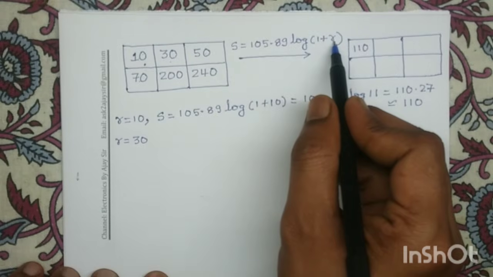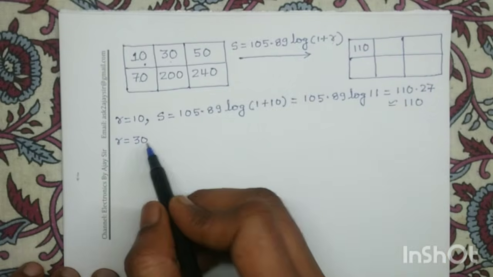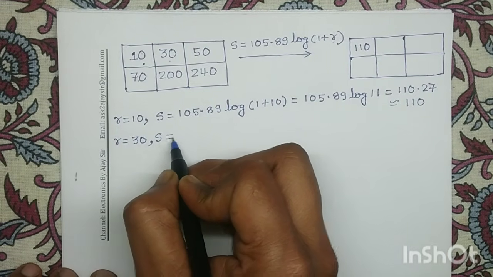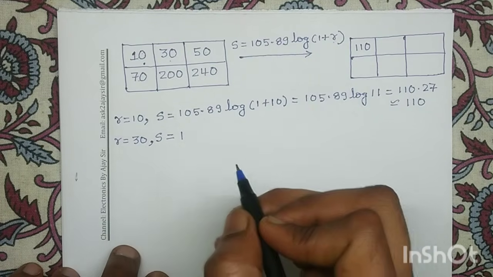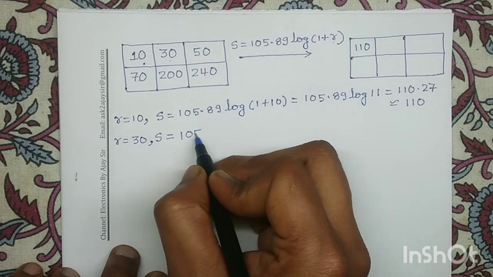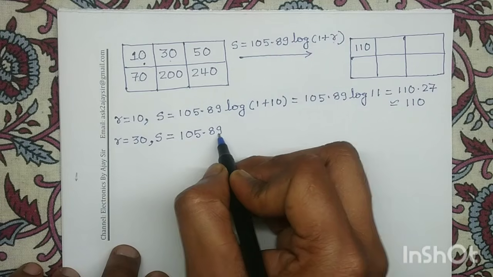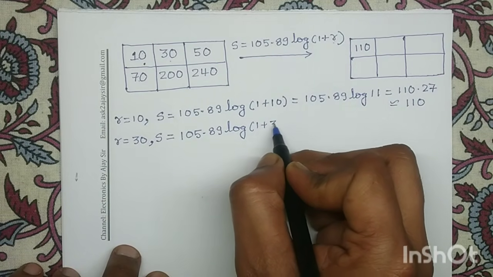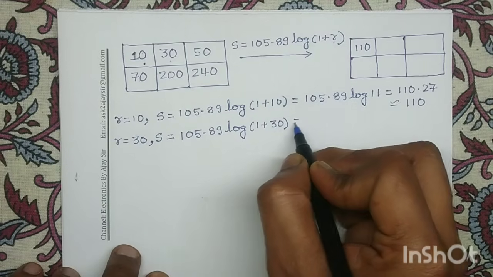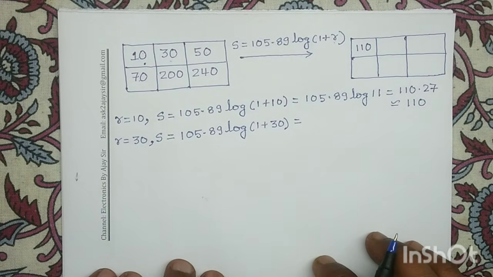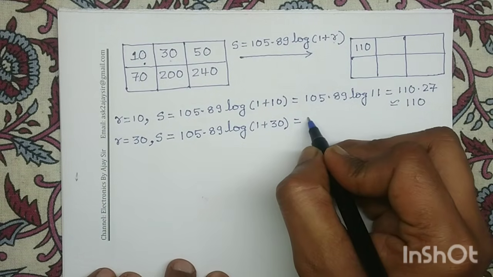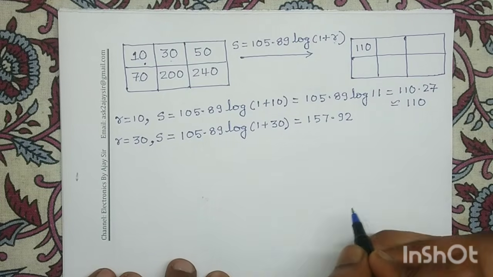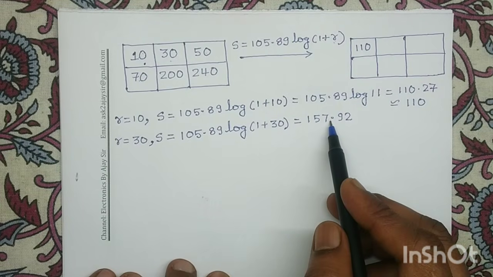in this equation of s, in place of r I will substitute 30 and we will compute the response. So s equals 105.89 log 1 plus 30. If you simplify this up to 2 decimal places, it is evaluated to be 157.92. Next, we will round off this number to its nearest integer number.